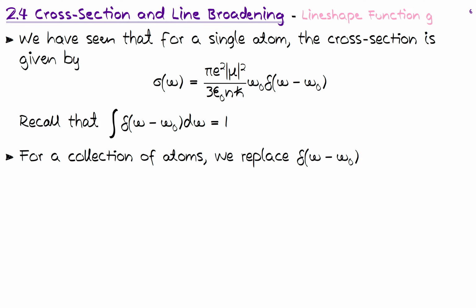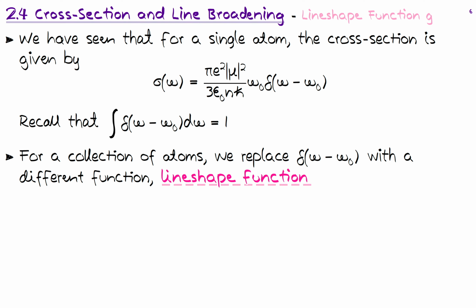Now when we move our treatment to multiple atoms, a collection of atoms, we basically replace this delta function with a different function that has these properties, so that when we integrate this different function with respect to all the frequencies, we still get unity out. That's the reasoning we have when we go to the treatment of multiple atoms. We call this different function a line shape function, and we usually denote it with a G. Sorry about the confusion that the G seems to be used to describe multiple parameters, but in the end, this is the nature of physics.